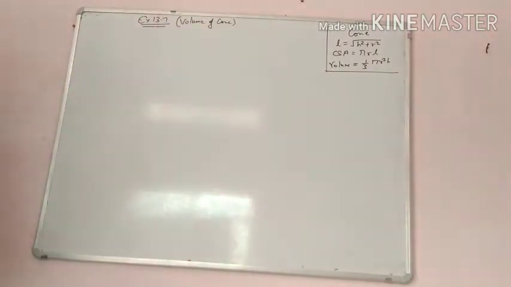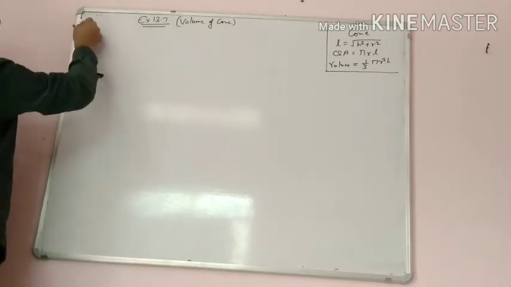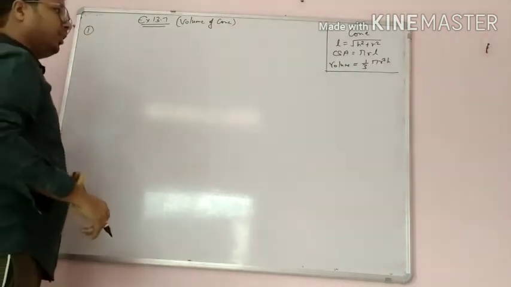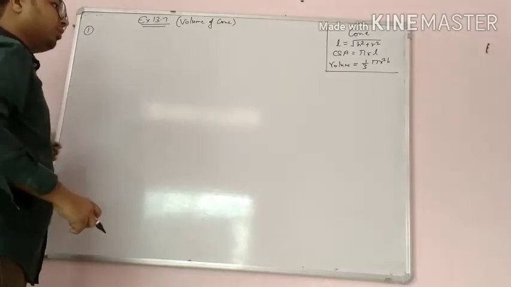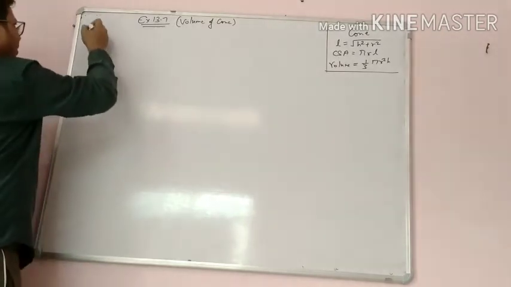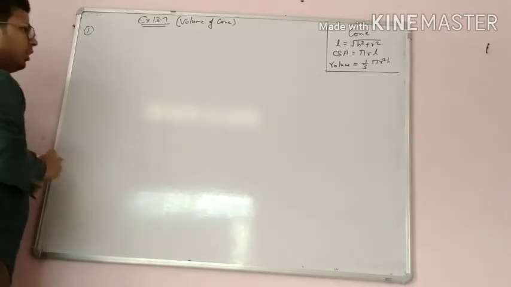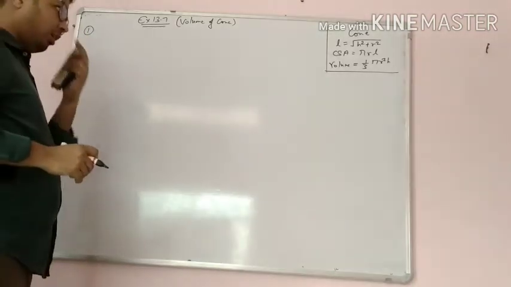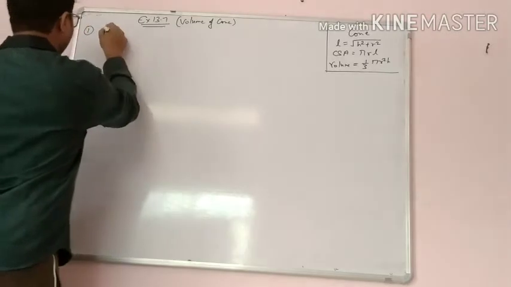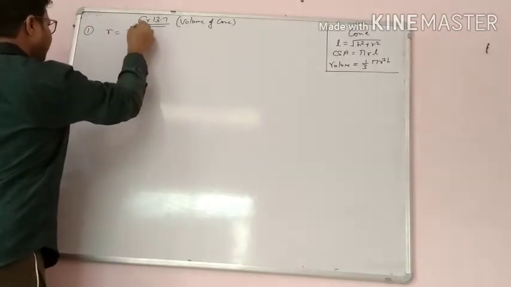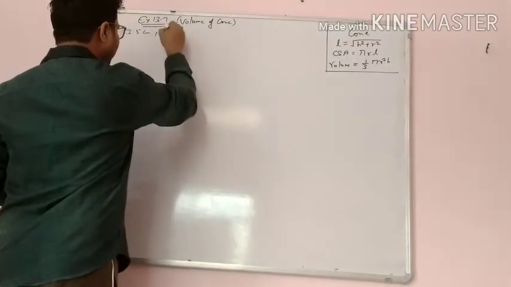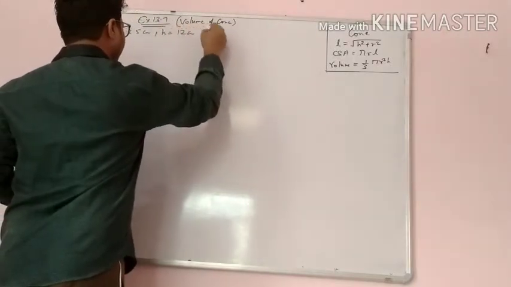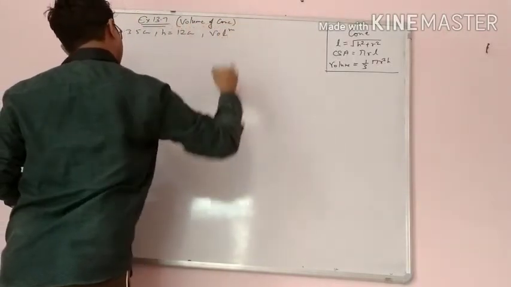Okay? The first question is that it is given that, as an example, you can take r is equal to 3.5 centimeter, h is equal to 12 centimeter. We have to find out the volume.